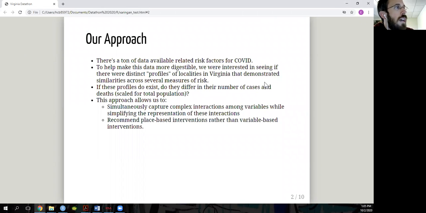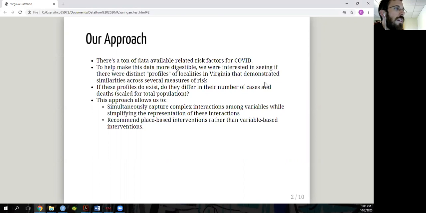So our approach is we know that there's a ton of data available related to risk factors and outcomes for COVID. And so we really wanted to think about how to make this data more digestible and more usable. So what we did is we wanted to see if there were distinct profiles of localities in Virginia that demonstrated similarities across different measures of risk. Then we wanted to see if those profiles exist, to what extent do they differ in their number of cases and deaths related to COVID.